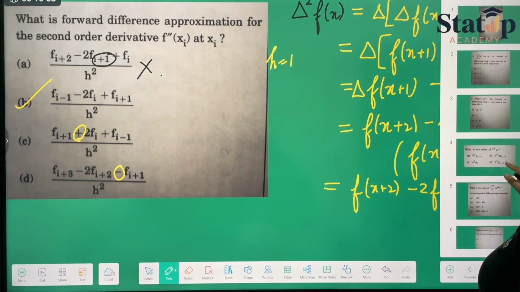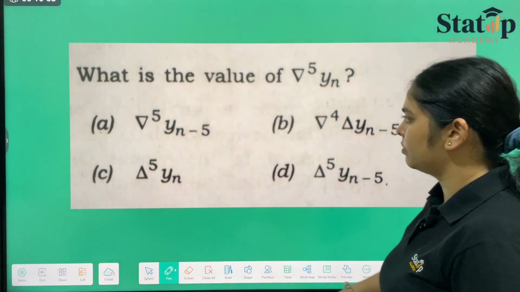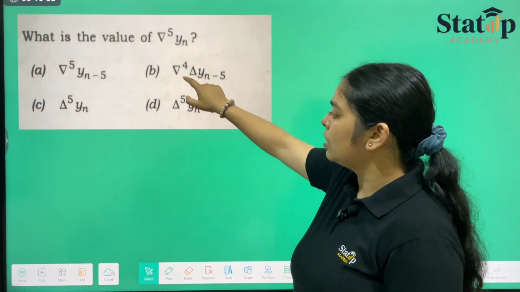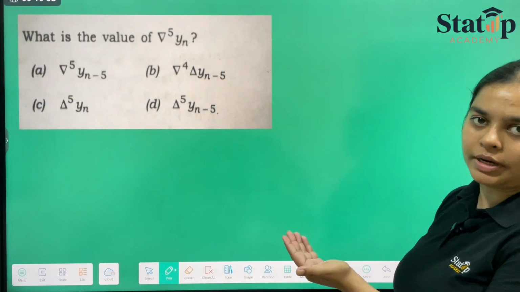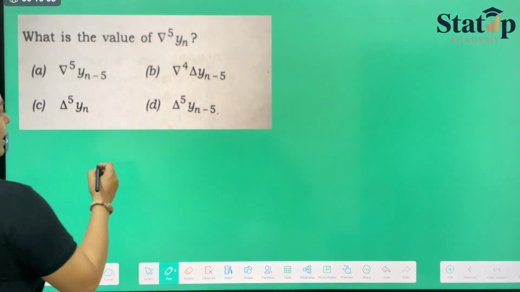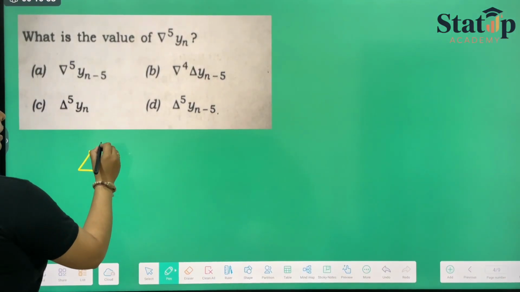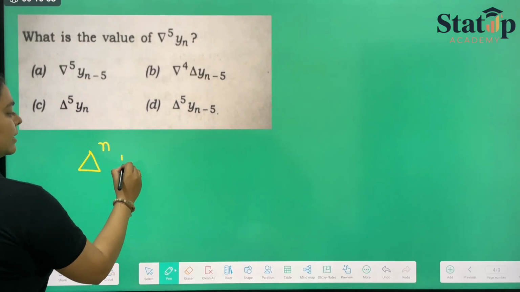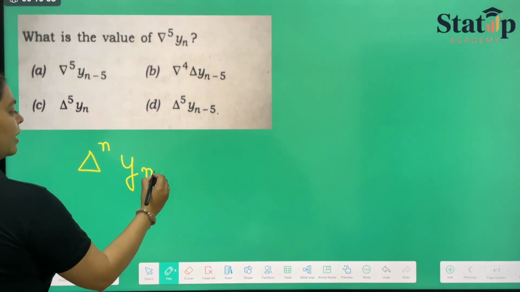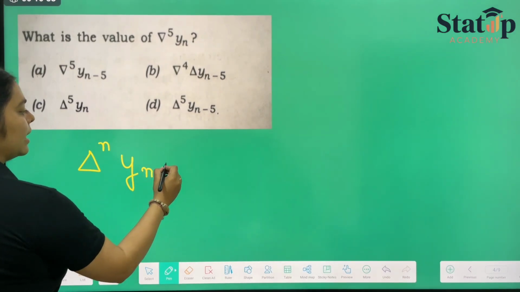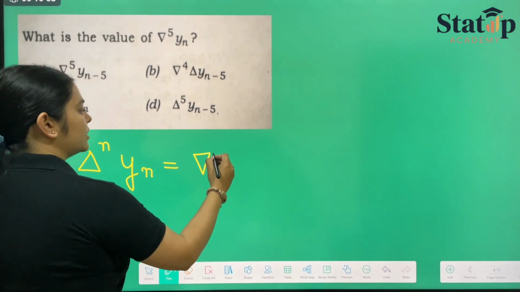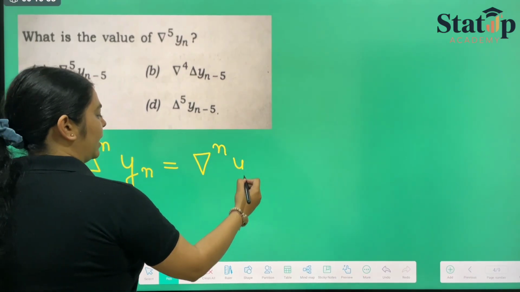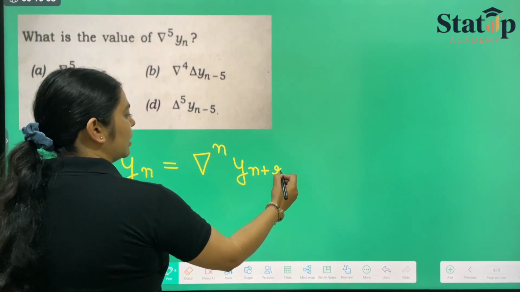Now moving forward to this question. This is also a direct implementation of a result. I will tell you what the result is, and then we'll put it here. The result is this: if delta^n, let us take y only, y_n, delta^n y_n is equal to delta inverse, which is backward difference, raised to the power n, y_(n+r).